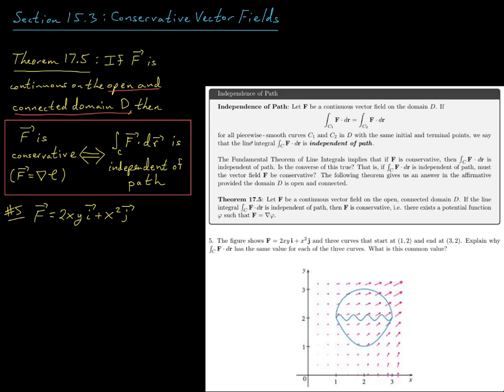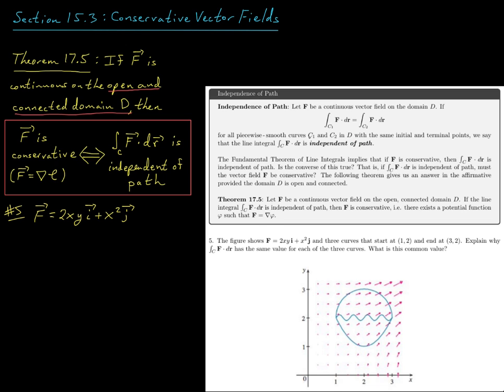Okay, to start here in this video, we're going to formally define independence of path for a vector field. So if f is a continuous vector field on the domain D, and it's true that for all piecewise smooth curves C1 and C2 in the region D with the same initial and terminal points, the corresponding line integrals over those paths are equal, then we say that the line integral is independent of path.